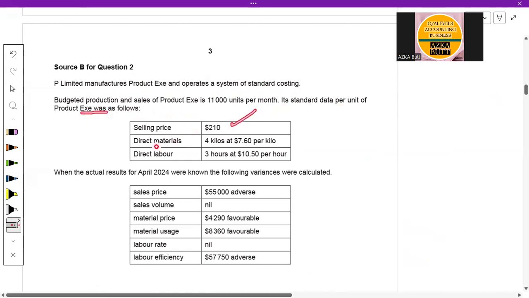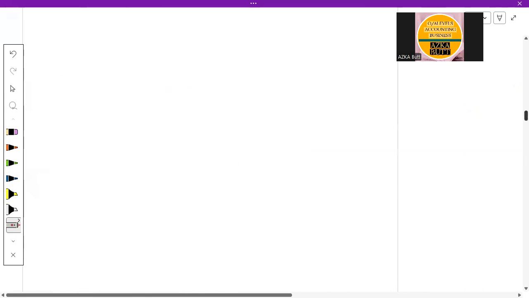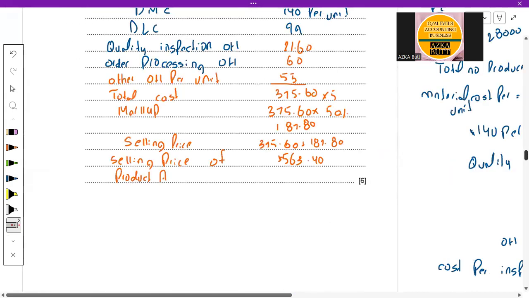Its selling price is this, direct material is this, direct labor is this. And when the actual results for April 2024 were in, the following variances were calculated. Sales price variance was adverse and sales volume was nil. Material price was favorable. Material usage was also favorable. Labor rate was nil and labor efficiency was adverse. So now what we have to do.